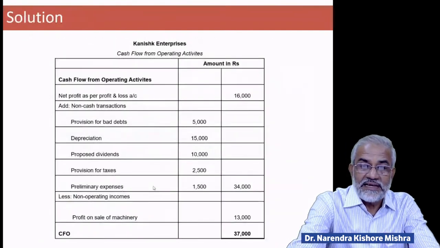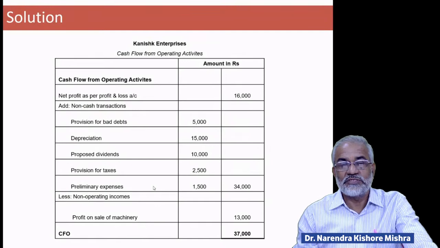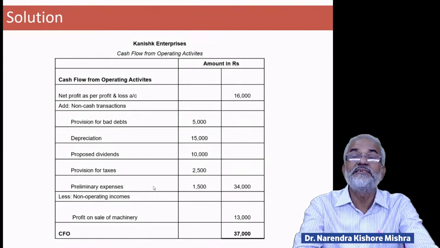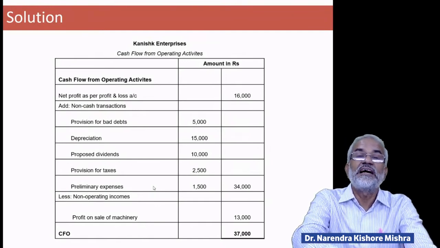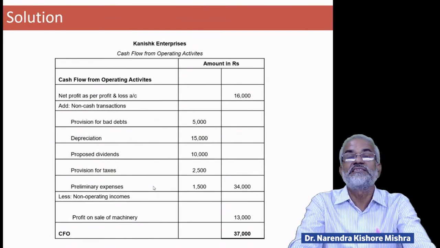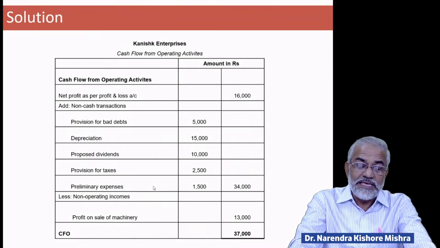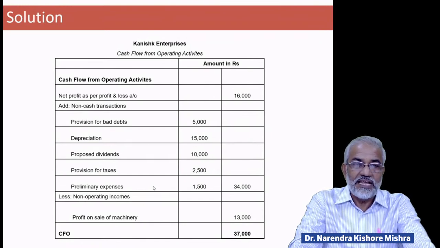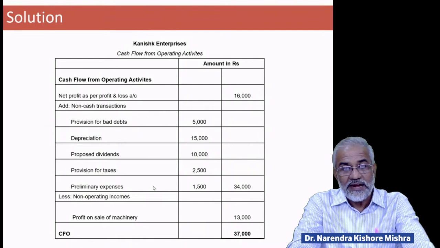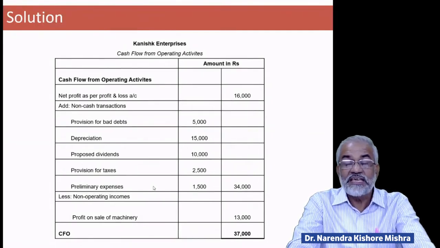Let us see in the next slide how the cash flow statement is prepared from the operating activities. The net profit as exhibited in the profit and loss account is 16,000. For non-cash transactions, and that too expenses, to that extent the cash is there in the hands of the organization without being paid out. That means those items ought to be added to the net profit to find the cash from operation.